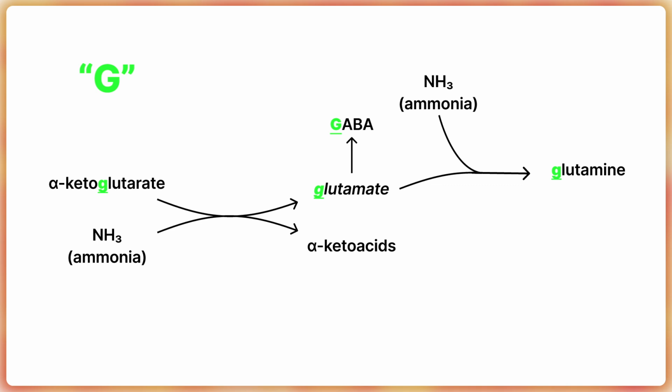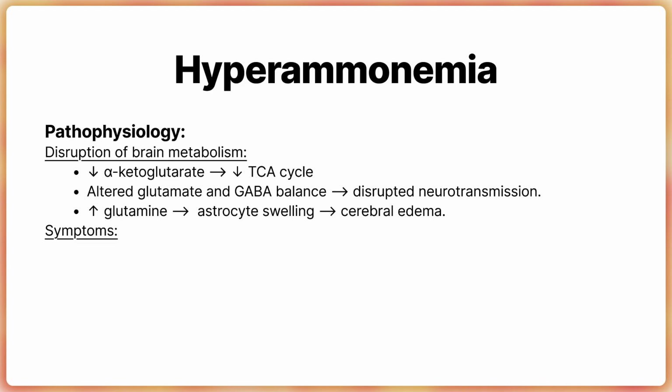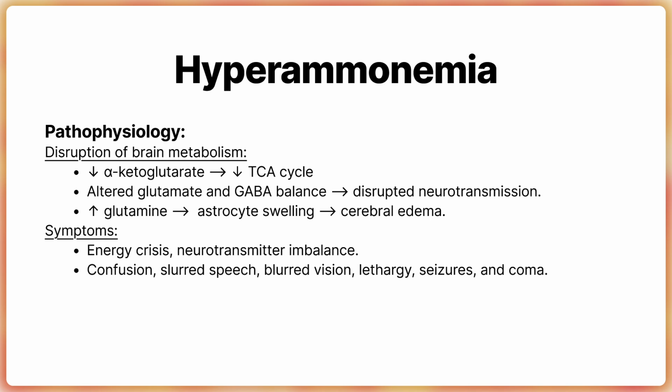Altered levels of these key quote-unquote G molecules leads to the hallmark neurological symptoms that we see in hyperammonemia, including confusion, slurred speech, blurred vision, lethargy, seizures, and in severe cases, coma. The most specific neurological finding for hyperammonemia is Asterixis, also known as the flapping hand tremor.